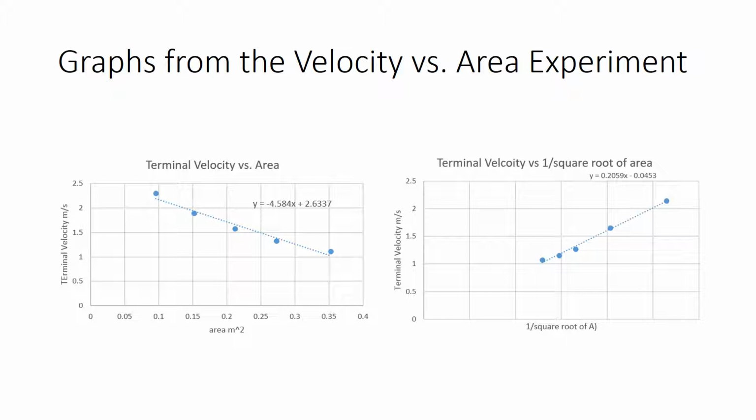Here are the graphs from that experiment. On the left is just the graph of the data that we had, terminal velocity versus area. But again, we're looking for the line to go through 0, 0. So we had to linearize our data. And we needed to find the linearization, we needed to have 1 over the square root of the area. And then we graphed that.